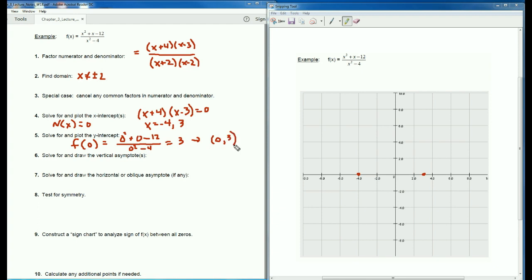All right, so we can go ahead and add that to the plot right here. Oops, missed it a little. I'll just make it really big.